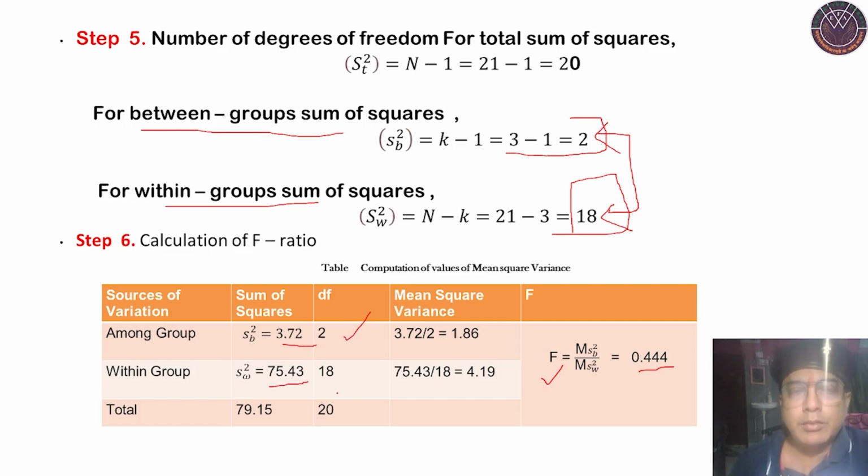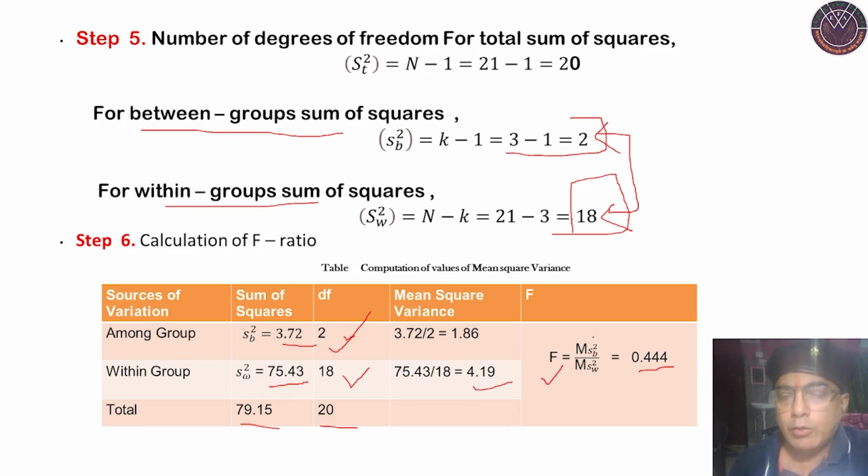Degrees of freedom, just now we have calculated how to calculate, and then total sum of square is also there, so you can get. And then you got mean square variance. Mean square variance is sum of square between divided by df of this particular among group. Among and between is same. Sometimes it is saying sum of square between, sum of square among, both are same. And mean sum of square within group is sum of square within divided by degrees of freedom, so it is 4.19.